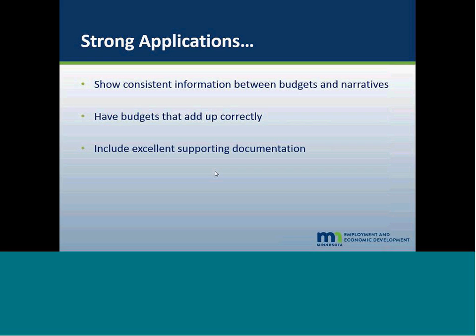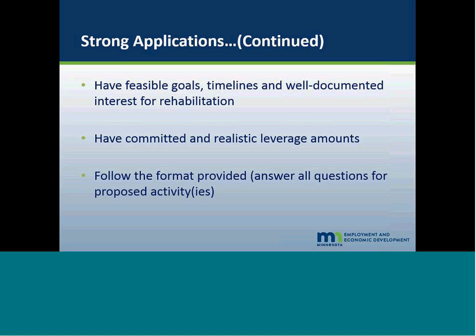Okay, we want strong applications. Consistent information between budgets and narrative. You want to make sure that everything is lining up accordingly. Budgets add up correctly, and everything for the dollars. And make sure you have excellent supporting documentation. We want to see where we're coming up with this conclusion and the information.